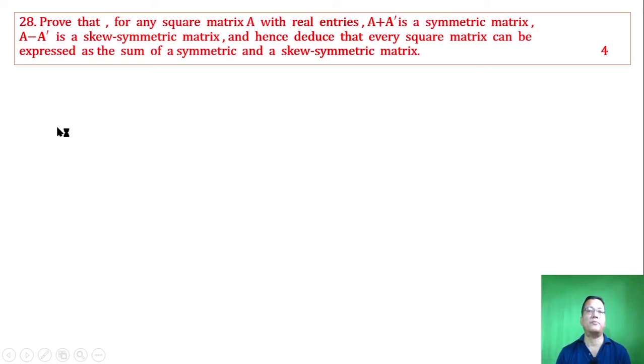Question number 28. Prove that for any square matrix A with real entries, A plus A transpose is a symmetric matrix, A minus A transpose is a skew symmetric matrix, and hence deduce that every square matrix can be expressed as the sum of a symmetric and a skew symmetric matrix.